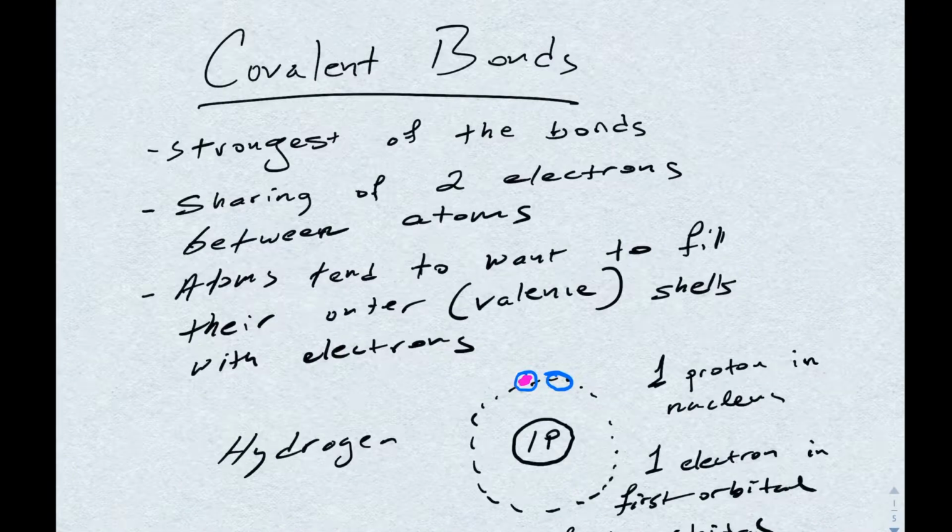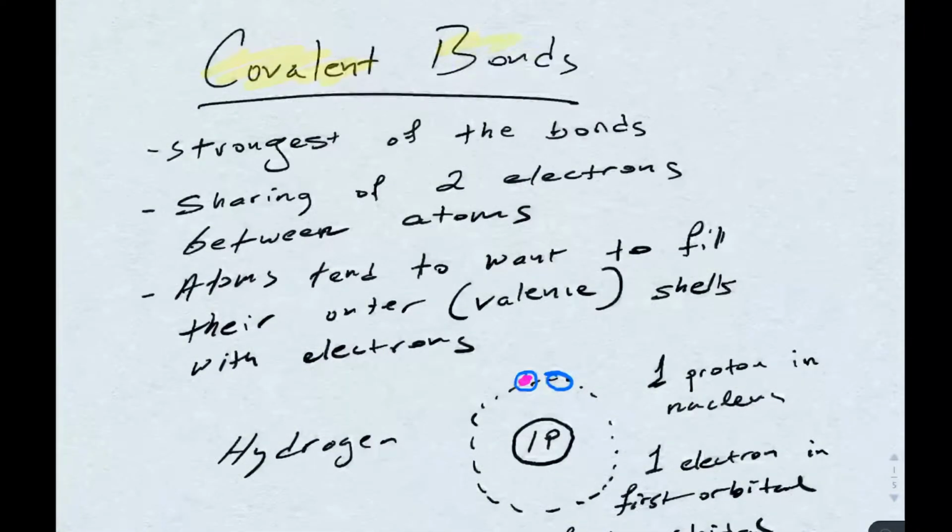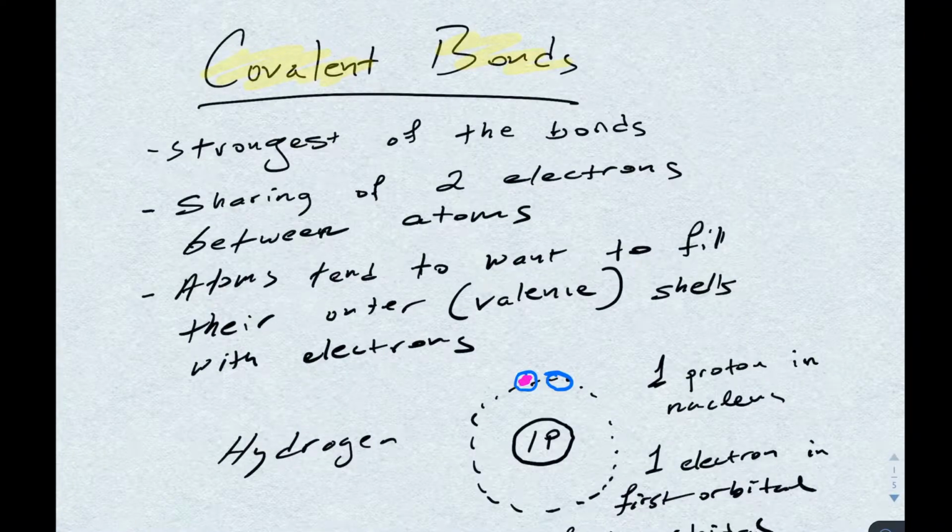We are going over bonding in atoms. So the first bond we're going to go over is the covalent bond. Co meaning together, valent meaning the valence outer shell of atoms, which we're going to talk about. This is the strongest of the bonds.